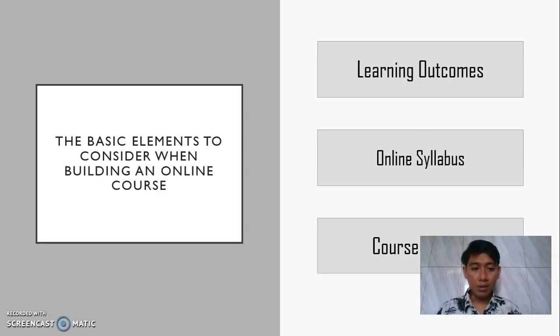The next one is the online syllabus. The online syllabus is so important too because we put the learning outcomes in the syllabus, and the online syllabus contains a lot of things that we need. The last one is the course outline. So we need to make the students understand what they are going to do and what they will make in this course outline.